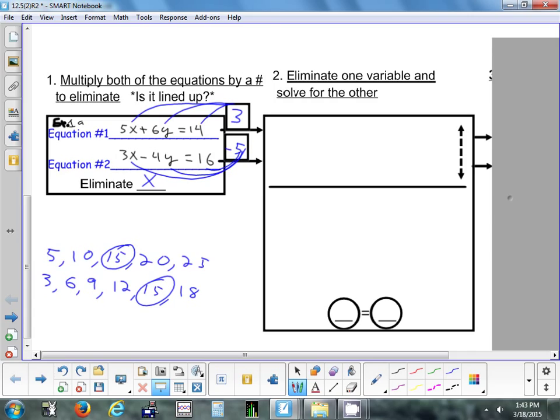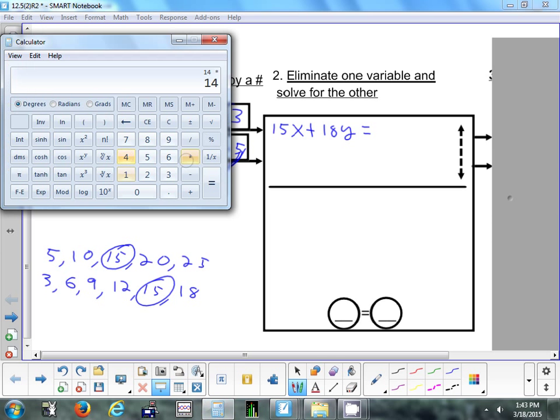Can you tell me, Tyler, go ahead, what's 5x times 3? 15x. Plus, you want to do the whole thing? I was going to ask someone else, but you want to do the whole thing? All right, 18y. Yep. And need your calculator for the last one? 42.